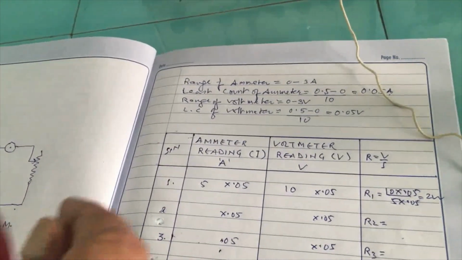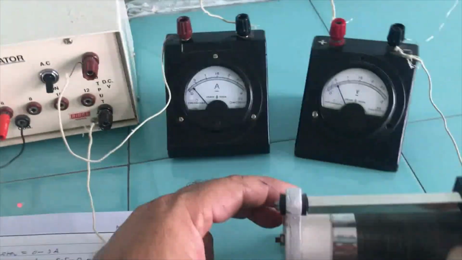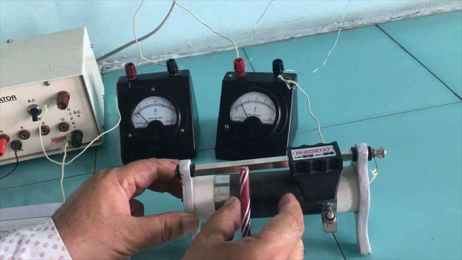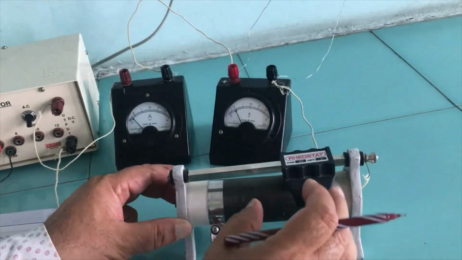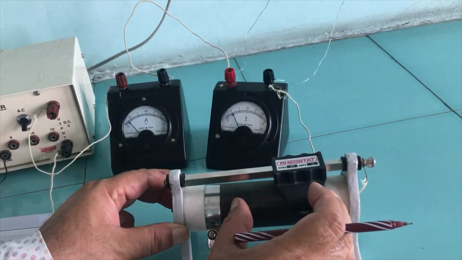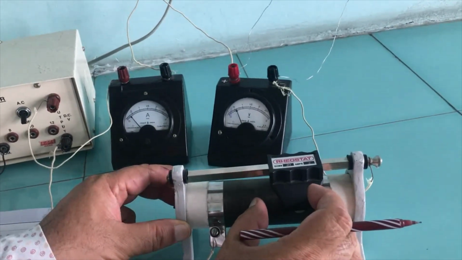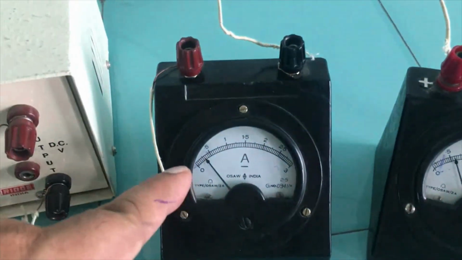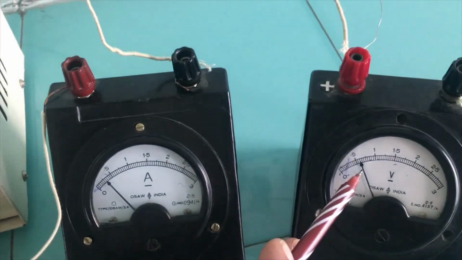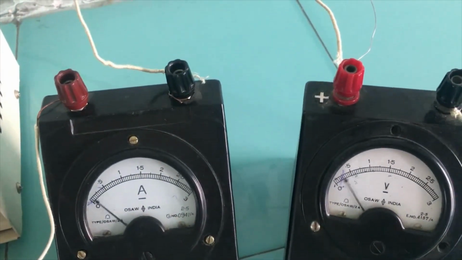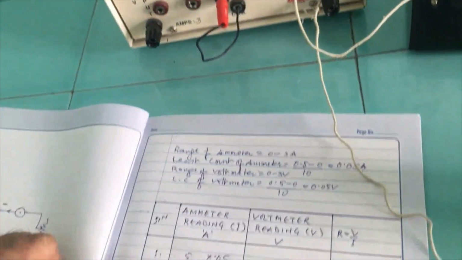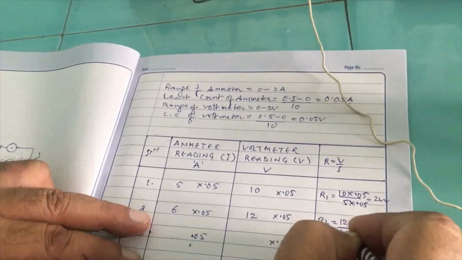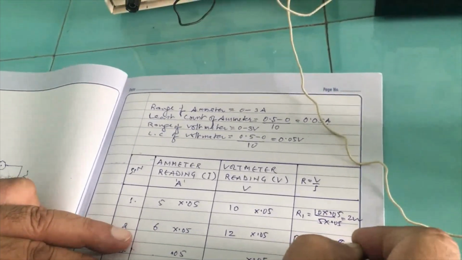So we have to take one more reading. Now I am going to switch it on. By moving the slider, I am bringing the slider towards this side. The length of the wire will decrease, the number of turns will decrease, therefore resistance will decrease. When resistance decreases, the amount of current increases. You can see it is coming to the 6th division, and the voltmeter is on the 12th division. So I am going to switch it off. Now it is 6 into 0.05 and 12 into 0.05, and we find 12 into 0.05 upon 6 into 0.05, cancel, it is 2 ohm again.